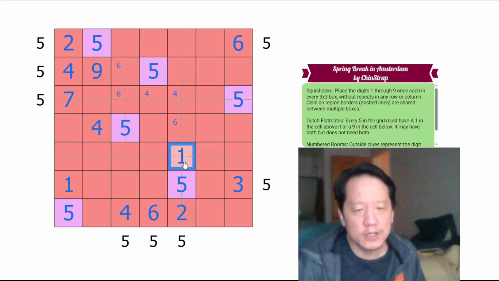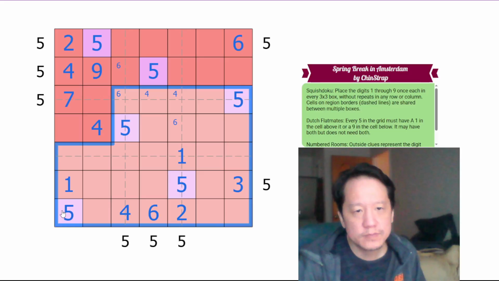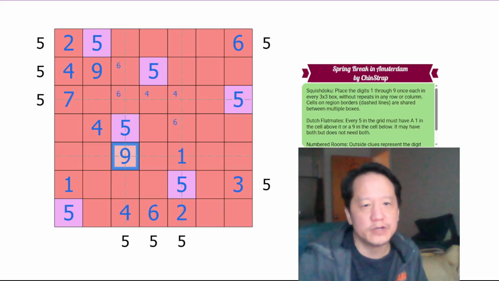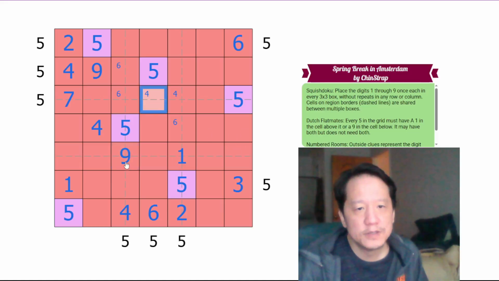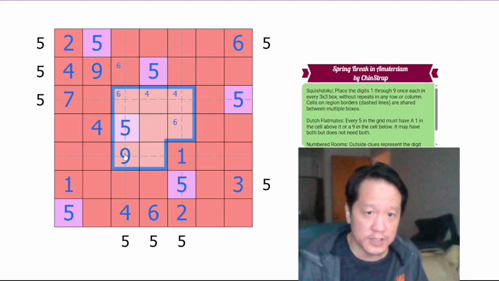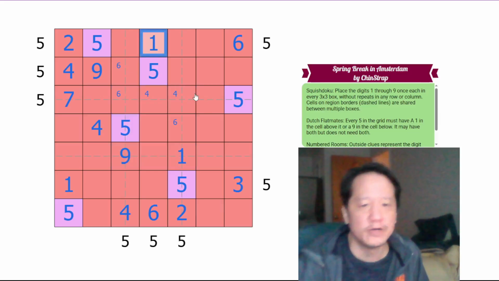We have a 1 here, which means 1 cannot appear in any of the 4 boxes that it's a part of. We have a 1 here. This 5 cannot have a 1 above it because of 1 in the box, so this must have a 9 below it. This 9 means this can't be 9 here because there's a 9 in that box. So this can't have a 9 below it, so this must have a 1 above it.